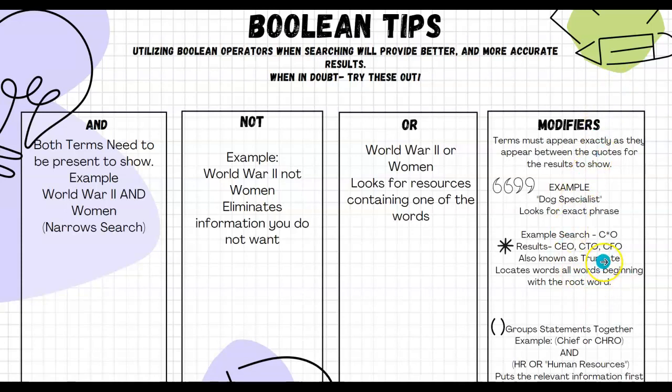This is known as truncation. What it does is locate all words beginning with that root word. So if you have the C and the asterisk and the O, then it's going to find CEO, CTO, CFO. The parentheses are terms that are grouped together. It puts the relevant information first.